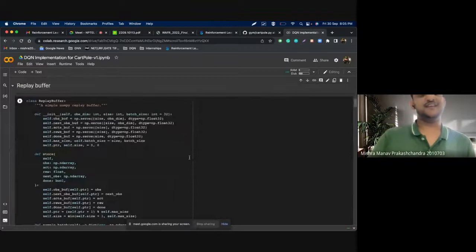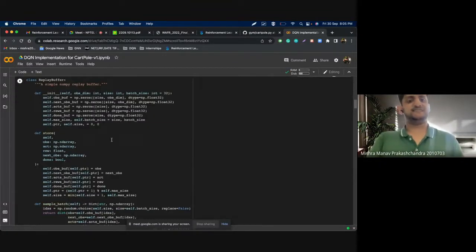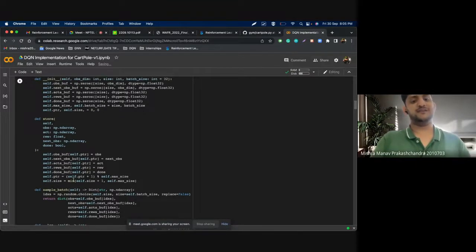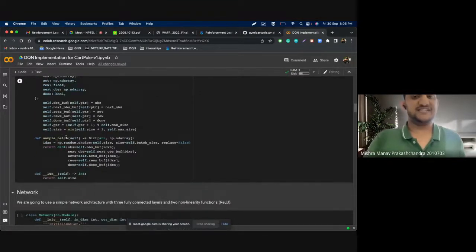This is a class wherein you define the replay buffer, right? So you initialize it. The store method basically stores the observation, action, reward, the next observation, and the done part in the replay buffer. And when you call this method sample batch, this is when you're updating your theta parameters. The sample batch will randomly sample however many experiences you need for the updates, right?